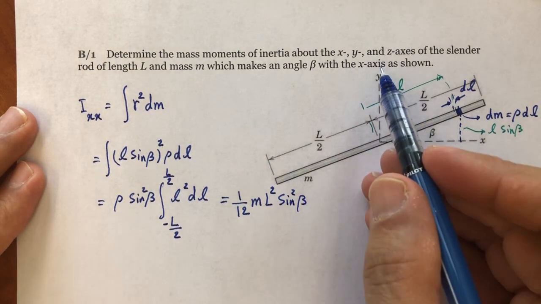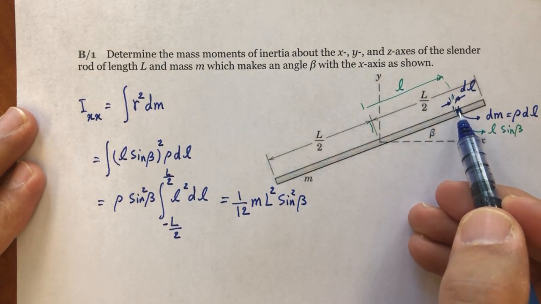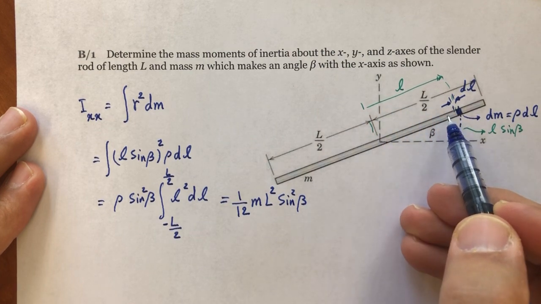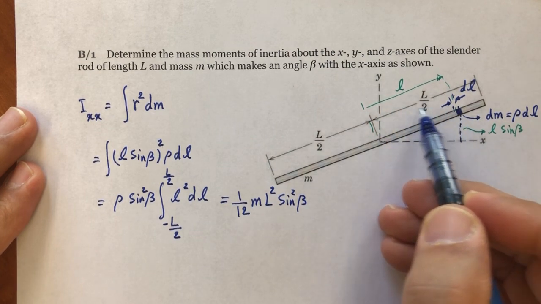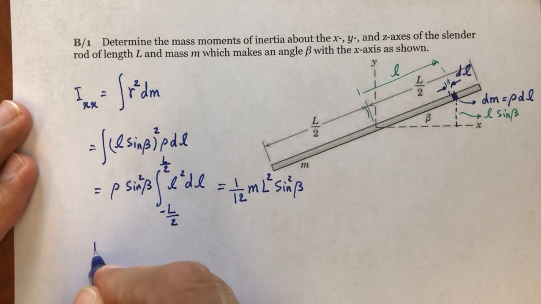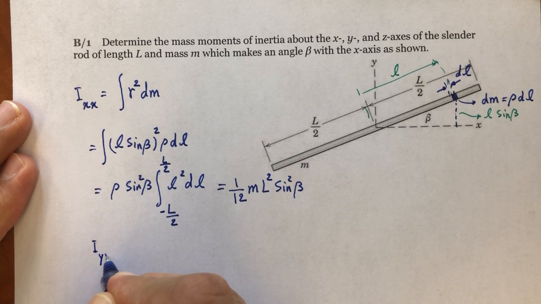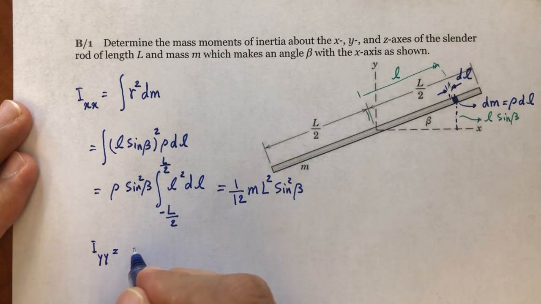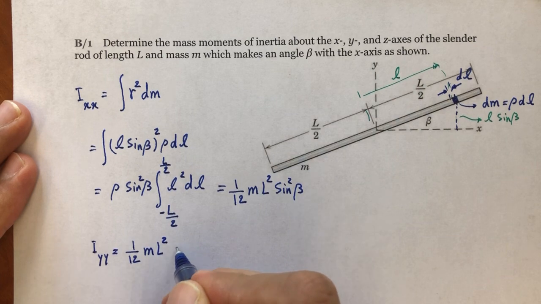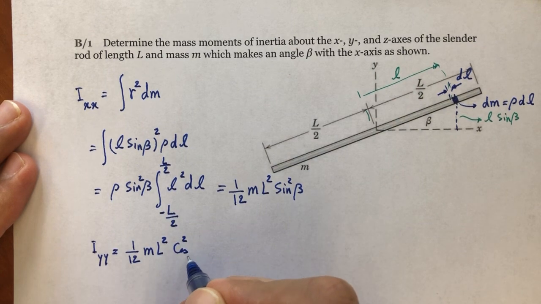And we can do the same thing for the y-axis. The distance of my element from the y-axis is going to be small l times cosine of beta. So I'm not going to go to the details of it, but if you do the math, Iyy is going to be 1 over 12 m L squared times cosine squared of beta.